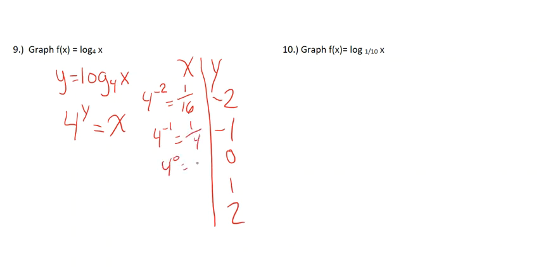For the 0 would be 1. For the first would be 4. And 4 squared would be 16. So from there, what you would do is just plot these points.